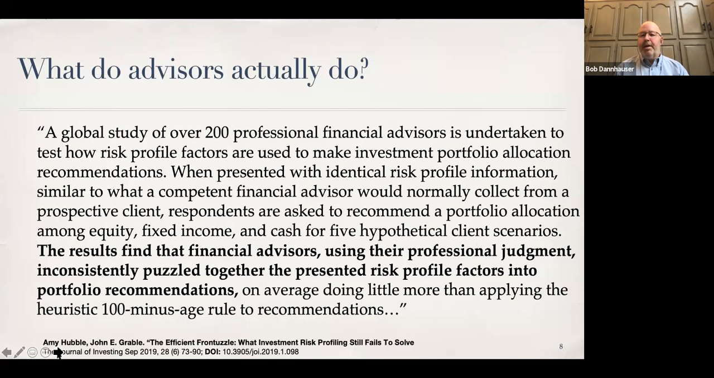This study was done or written about by Amy Hubble and John Grable. John Grable is a professor at the University of Georgia. Amy was one of his PhD students and is now a practicing financial advisor, also a CFA charter holder. And it's Amy and John that I reached out to and had some conversations with and ended up co-authoring the paper that we're talking about today. So you'll see their names coming up in future slides.